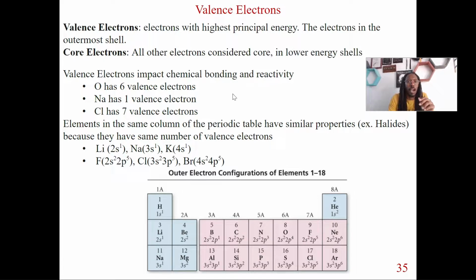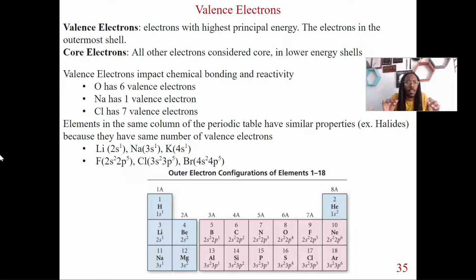Basically, oxygen has six valence electrons. Okay, sodium has one valence electron. Chlorine has seven valence electrons. Is this clicking with anybody right now? We just named some valence electrons. Is it clicking? No, it's still not there.